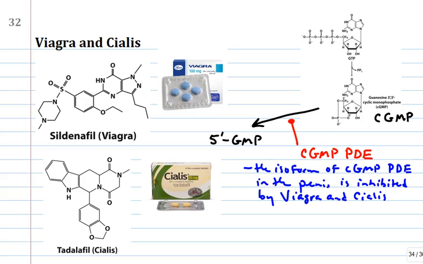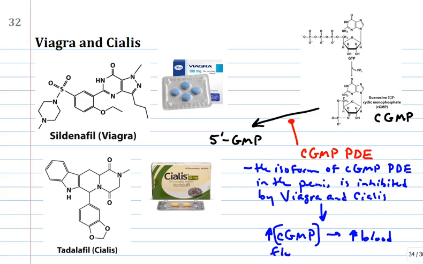What is the consequence of this? Then you are going to increase the concentration of cyclic GMP. And because you are blocking an enzyme used to degrade cyclic GMP, if you block the cyclic GMP degrading enzyme, you are necessarily going to have a higher concentration of cyclic GMP.